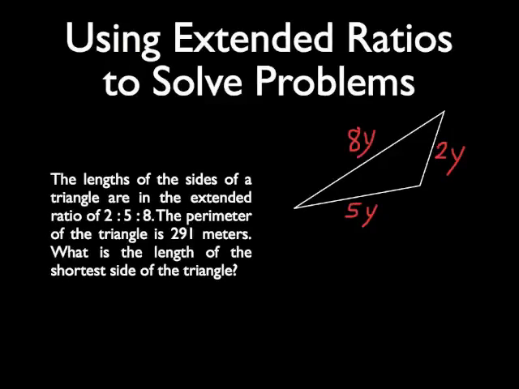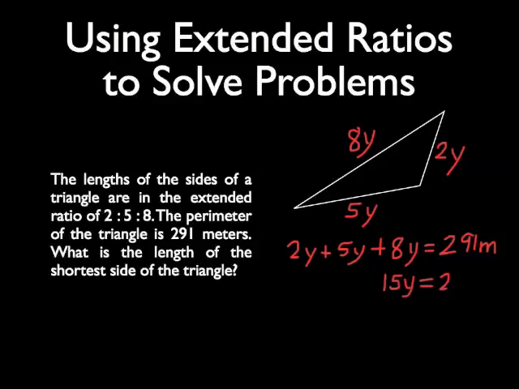The thing that we know about these 3 numbers is that all of them added together have to be the perimeter of the triangle. So 2y plus 5y plus 8y equals 291. And from there, it's just some simple algebra. If we add these 3 together, 2 plus 5 plus 8 is 15, and 291 divided by 15 is 19 4/10. So now we know what y is.